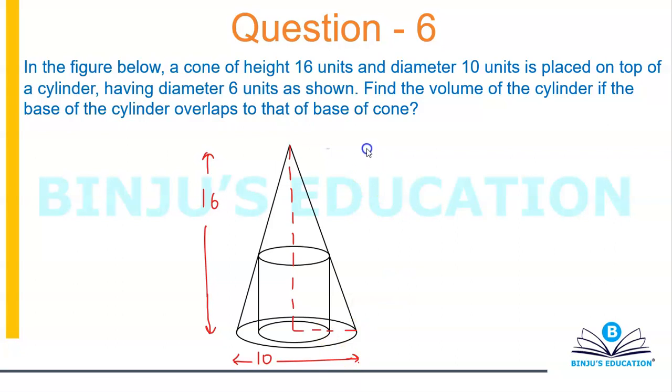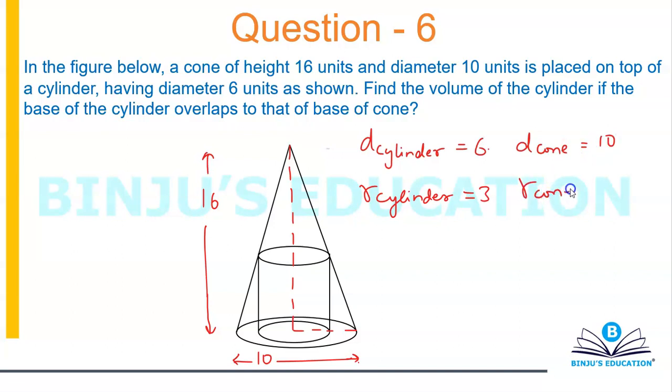Okay, so I can say that diameter of cylinder is 6, which means radius of cylinder is 3, and diameter of cone is 10, which means radius of cone is 5. All right, so I can say that if I'm going to connect this, then this here it's basically 3.